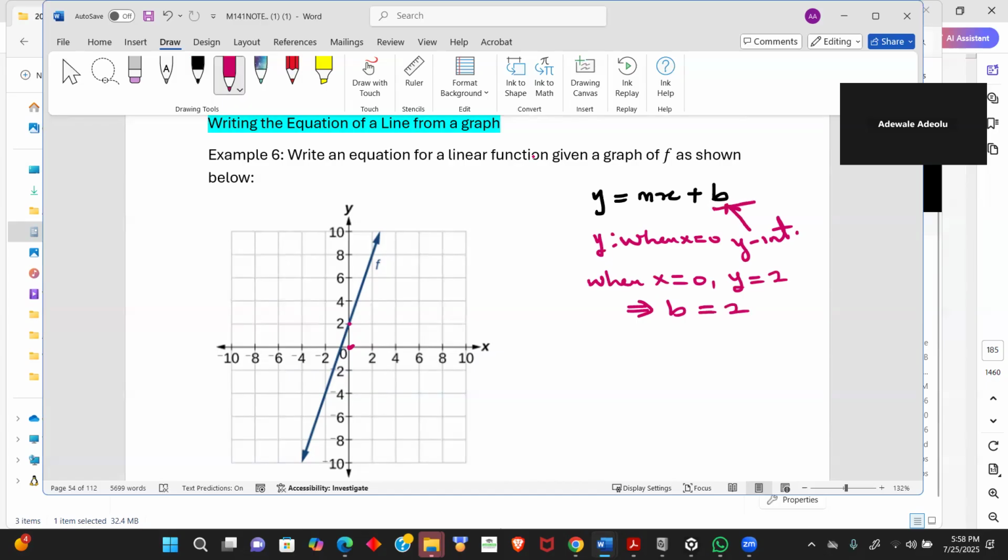So we know this. What else do we need to find? We need to find the slope. Now, how do we find the slope in this case? Remember our rise over run. I can come here and do something like this.